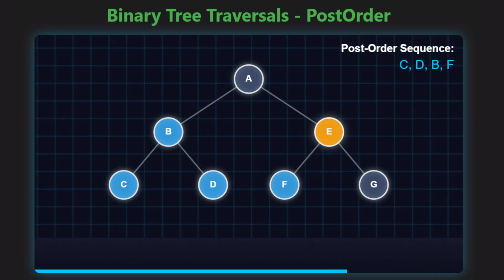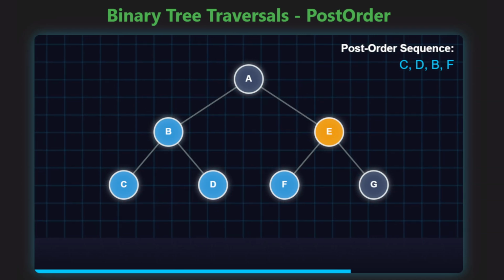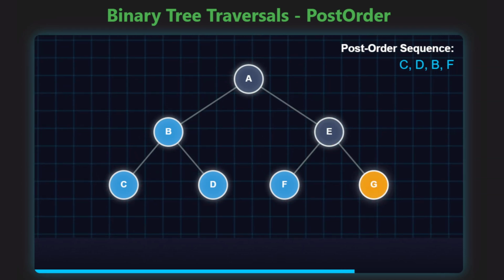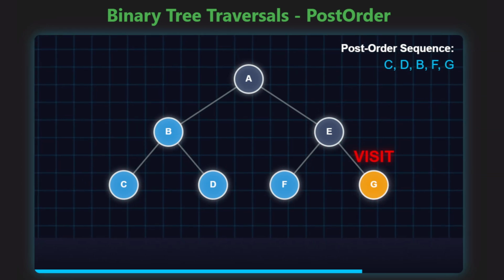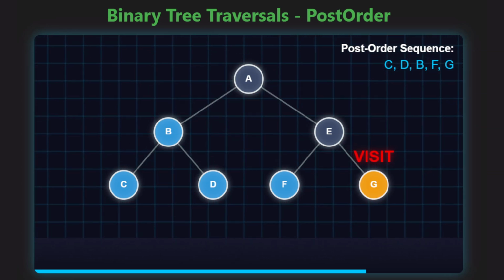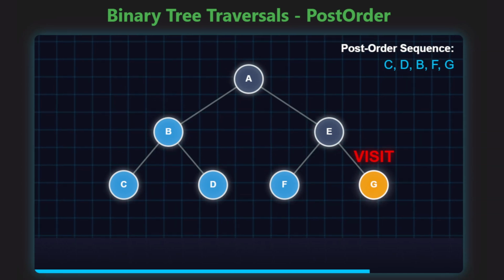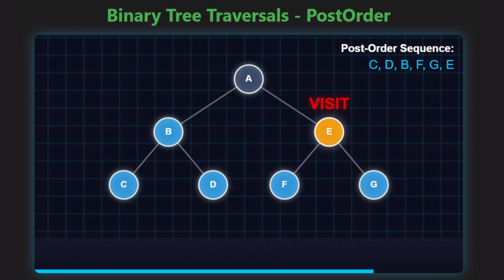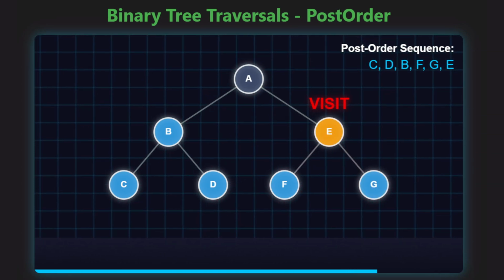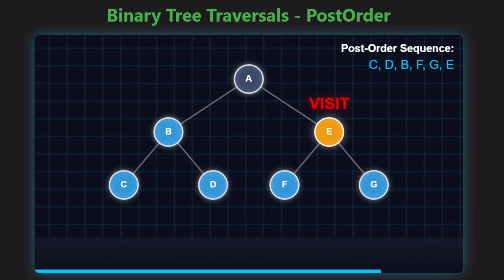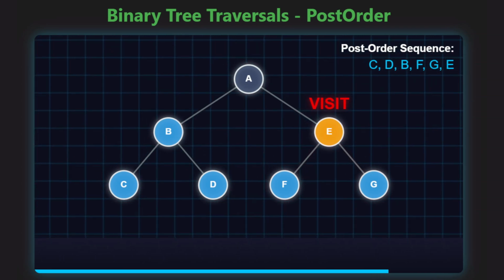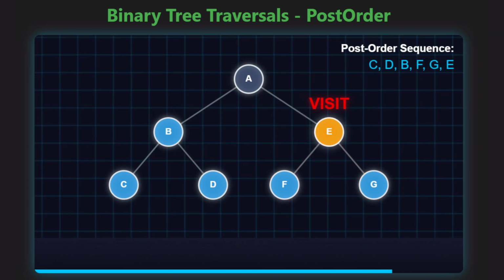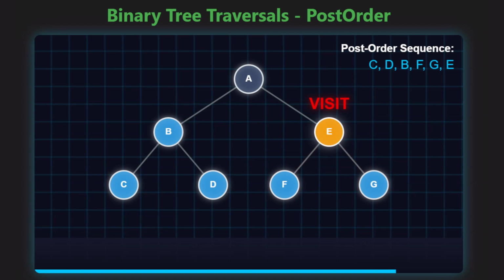Now, back to E. We've finished its left side. The next step is its right side. We travel to G. At G, there's no left or right child, so we can visit G. Back to E one last time. We've done its left child, F, and its right child, G. The checklist is complete. We can now visit E.